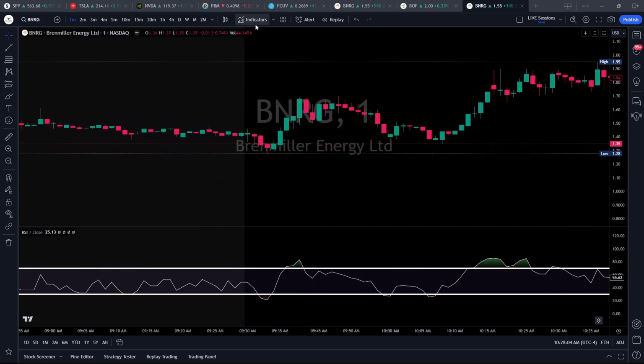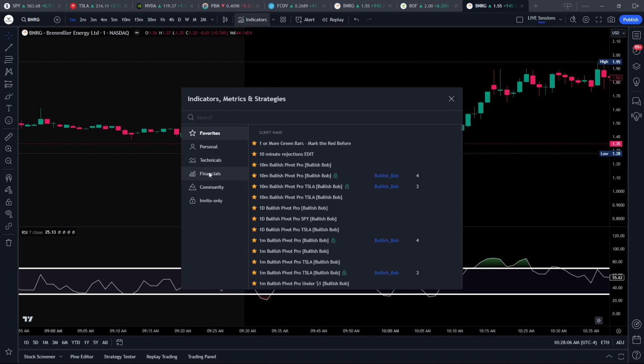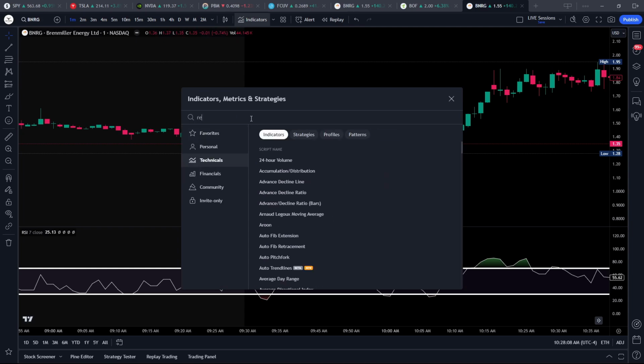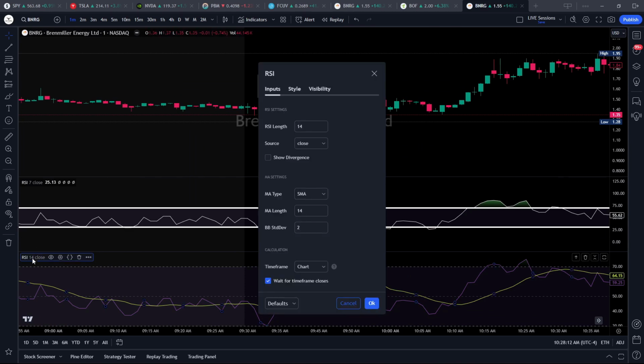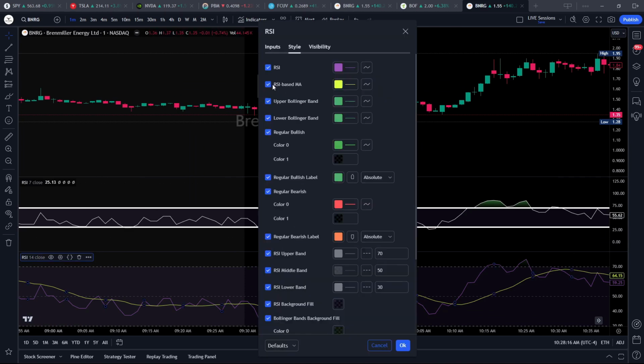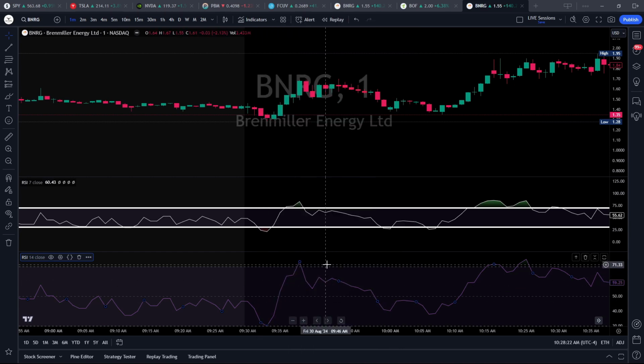And let's do something cool, actually. Let's add on another RSI. And you can do this, guys. You can add multiple, right? So I'm going to add another RSI. We're going to keep it to the 14. Get the middle line off. And we'll keep this one as the purple line just to know that this is the 14.